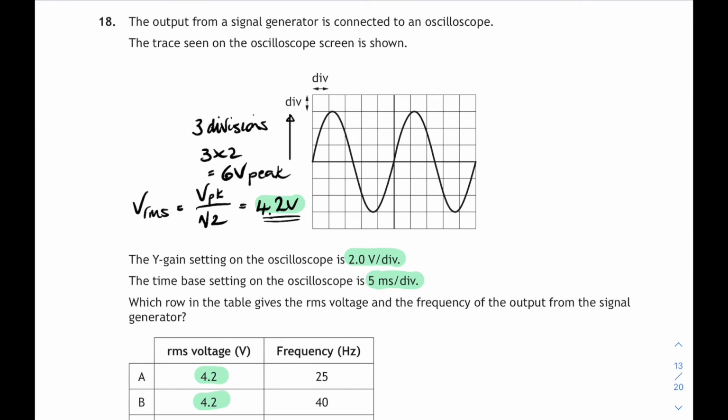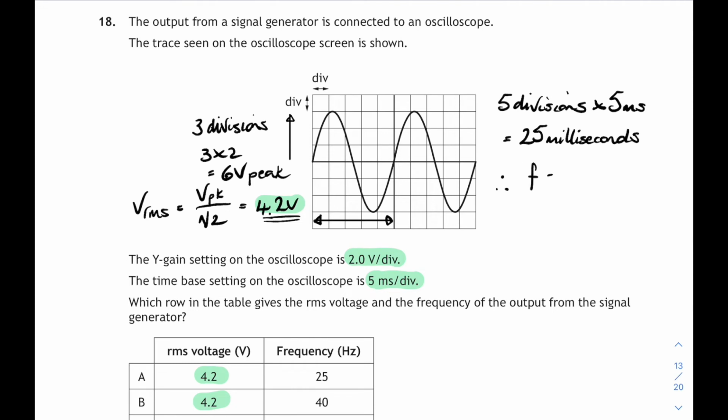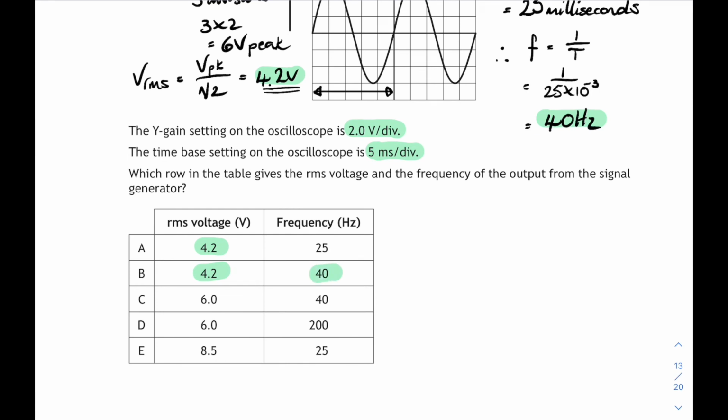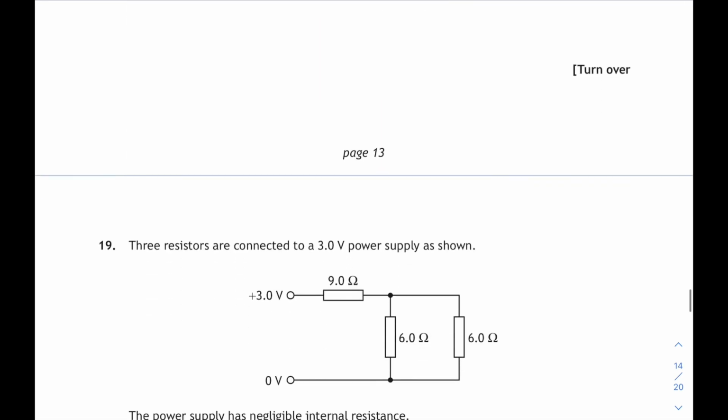So we can work out the period of the wave. That's the time for one wave from the horizontal setting on the oscilloscope. So one wave is 5 divisions, and the time-base setting is 5 milliseconds per division. So 5 times 5 is 25 milliseconds. So the period of the wave is 25 milliseconds. So the frequency will be 1 over the period. That's 1 over 25 times 10 to the minus 3, which is 40 Hertz. So looking at our answer table again, RMS voltage was 4.2 volts, the frequency 40 Hertz. So our answer is B.